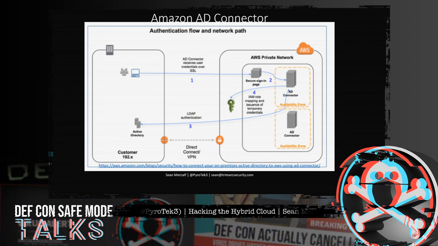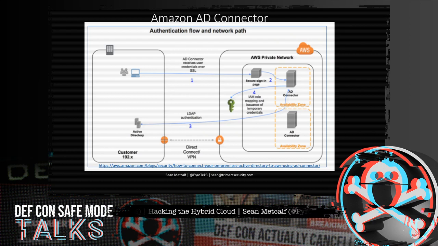And AD Connector can't be used with custom applications since it's just for AWS. Basically, a user opens the secure custom sign-in page, supplies their Active Directory username and password. This authentication request is sent over SSL to the AD Connector, and then the AD Connector performs LDAP authentication to Active Directory. The interesting part happens at this point.